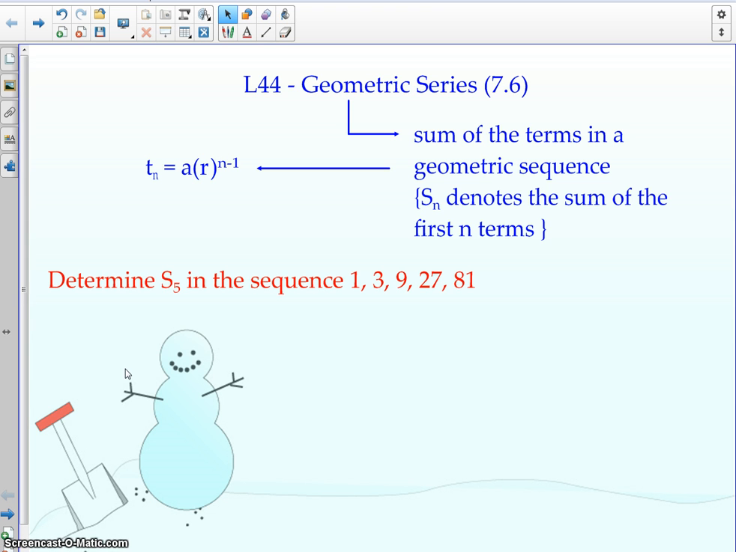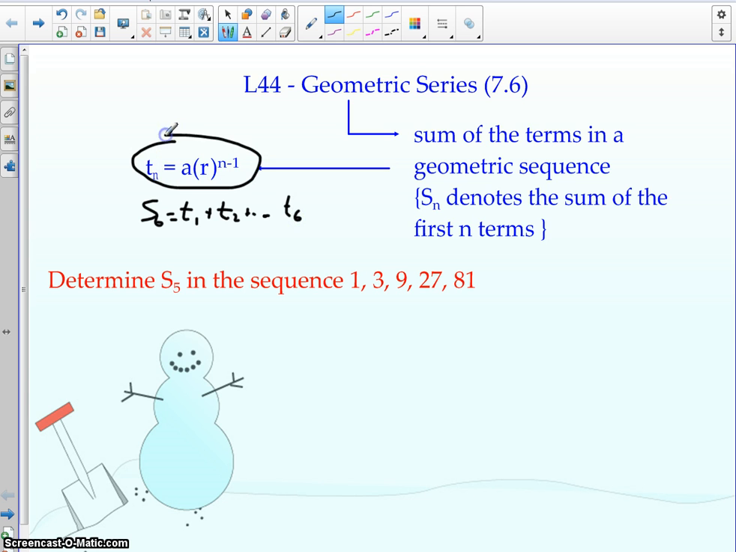So the notation that we use is S with a little subscript of n, and that denotes the sum of the first n terms. So for example, something like S6 would mean that you would take the first 6 terms, so t1 plus t2 all the way up to t6. Okay, so we have our general term here to generate whatever term we want from a geometric sequence, and a series is just going to add the first n terms of that sequence.